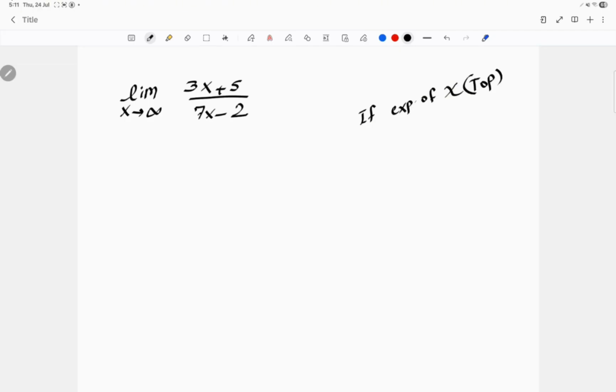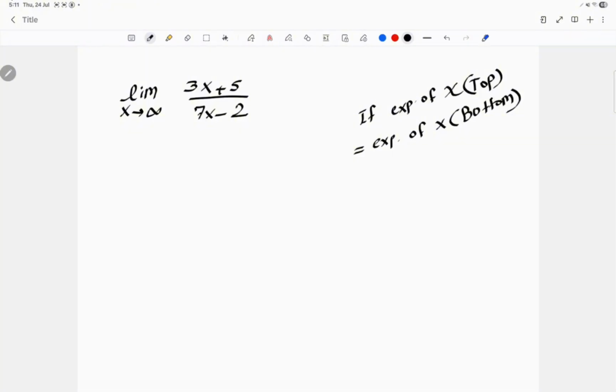Okay, let's do more. Let's now do the limit of x approaching infinity for (3x plus 5) over (7x minus 2). Whenever you have x approaching infinity, and the exponent of the x on top is the same as the exponent of x in the bottom, your answer is going to be the coefficient of those two.